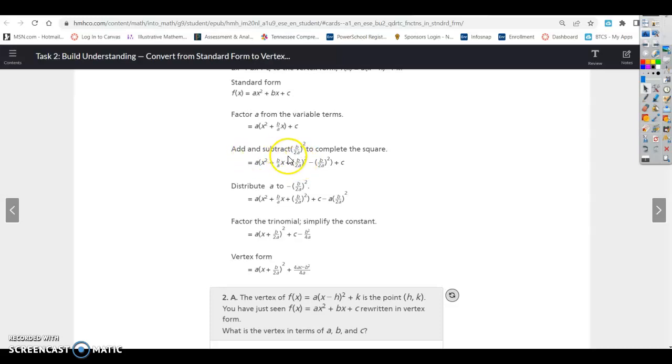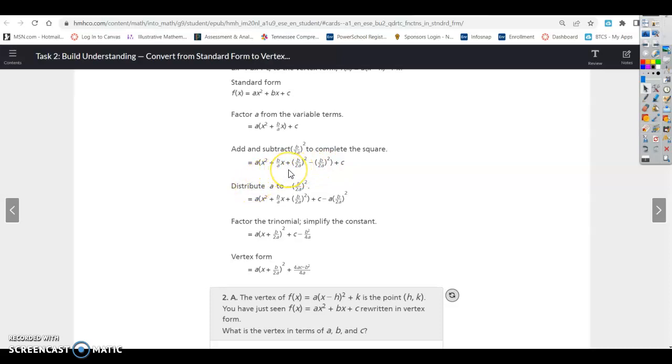The reason we're adding and subtracting it is because we're working on one side of the equation. When we completed the square before, we added the same term to both sides of the equation because we were solving to get an answer. This time we're just manipulating the equation. We're rewriting it. So if I add 2 and then I subtract 2, I get 0. So I haven't actually changed the equation. This is just another way to rewrite it.